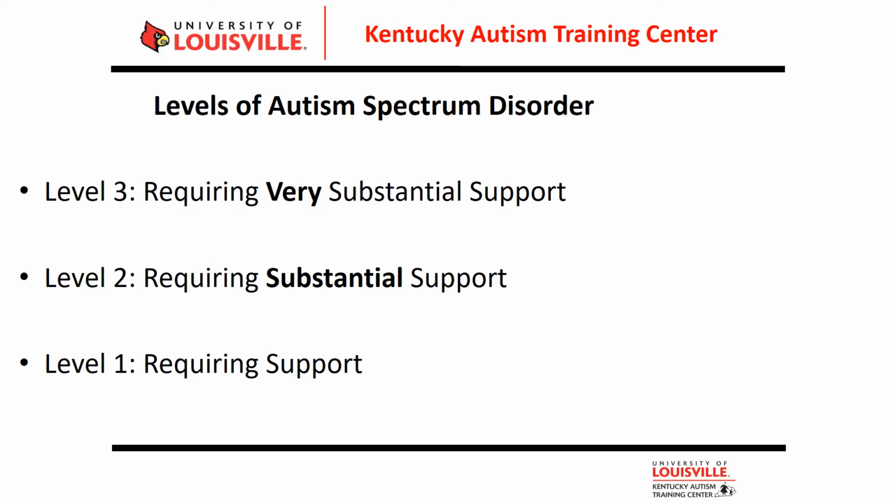The next component of an autism diagnosis we will look at are the levels of severity. So level 3, requiring very substantial support. I think of a level 3 as what I would call classic autism. This student is going to need significant support. They may have very limited ability to initiate conversation, or they may have very limited verbal skills.